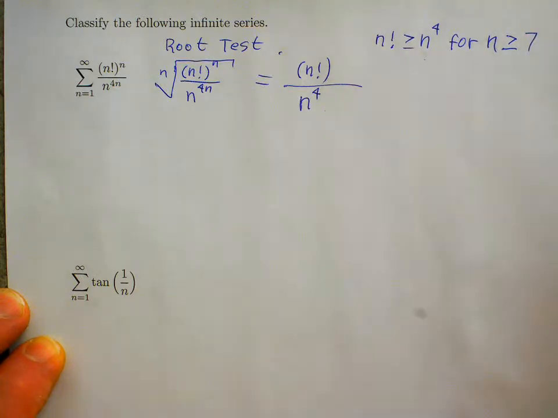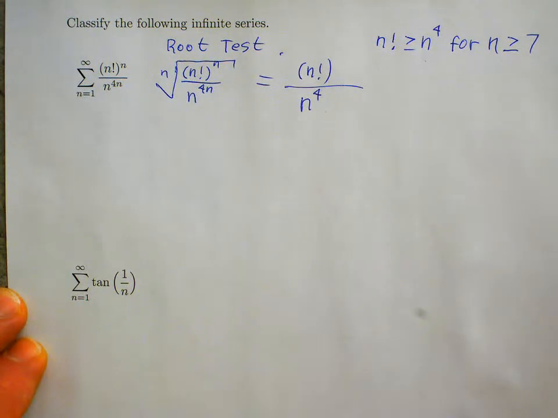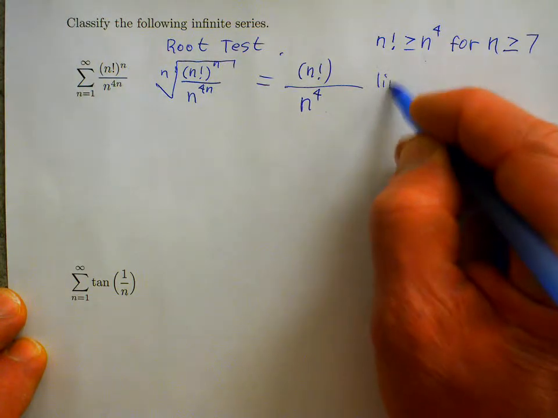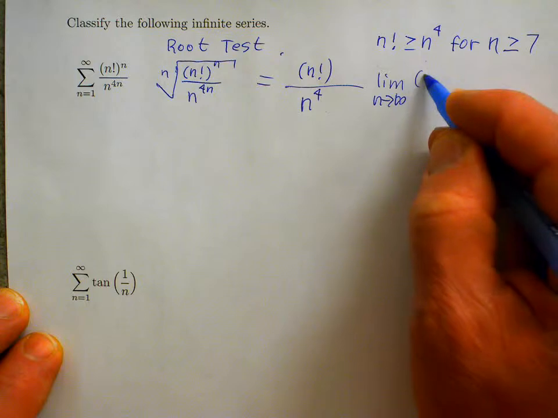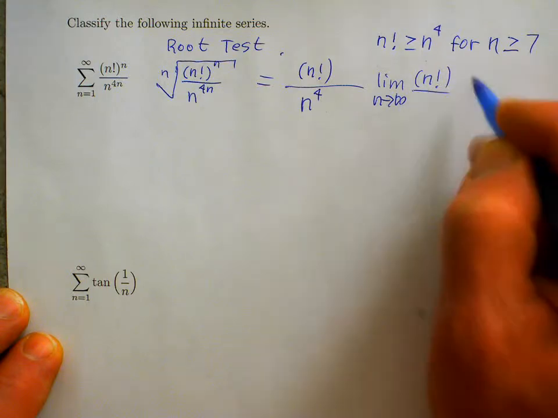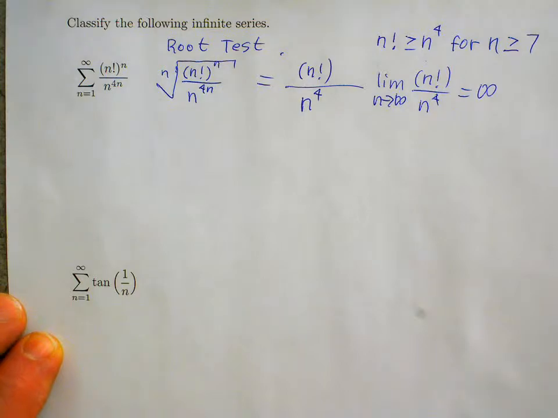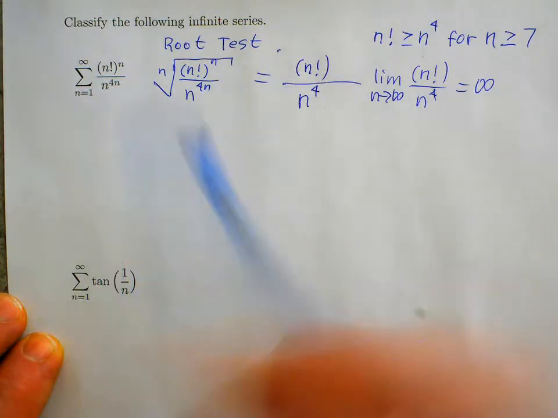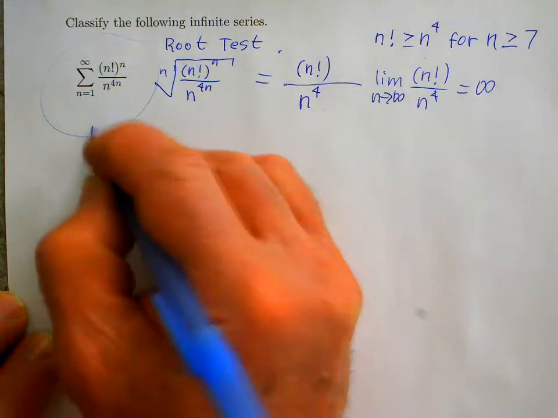7. So this limit then as n approaches infinity is unbounded, it's infinite. So that means this series, by the root test, diverges.